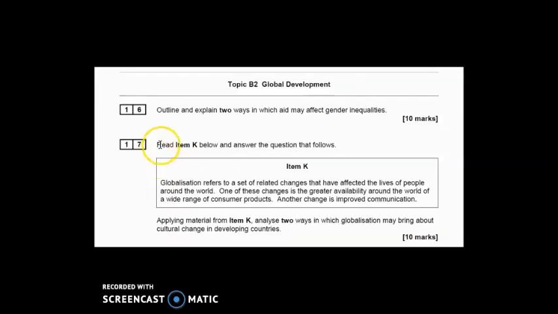Looking at question 16, this is your outline and explain 10 marker, of which you should be spending 15 minutes to answer it. What they are looking for is 2 chunky paragraphs, and the direction is to show that you can apply 2 areas of the specification and how one part will affect the other part. In this case, it's asking you for the impact of aid and how that might affect gender inequalities. So let's check out the examiner report just to see what you could have been writing.